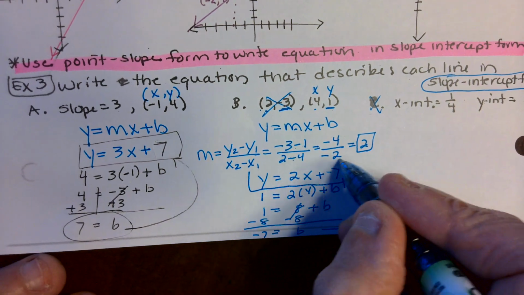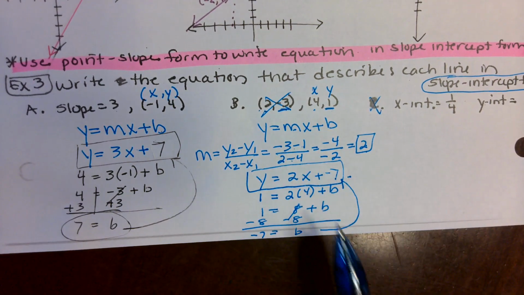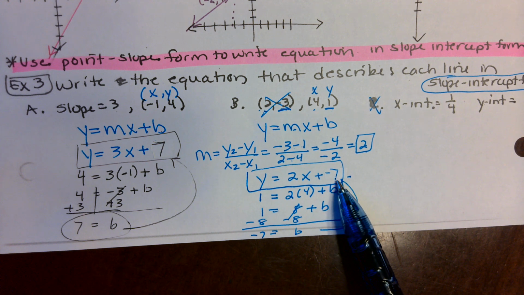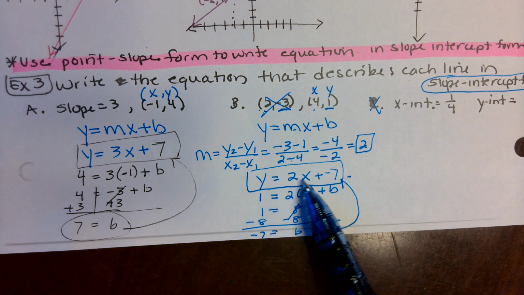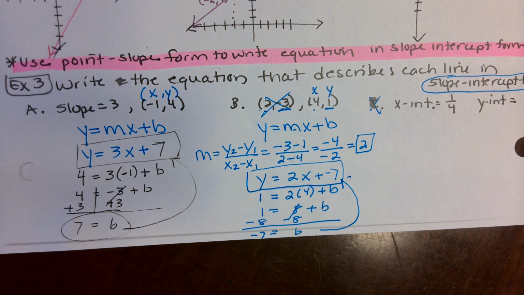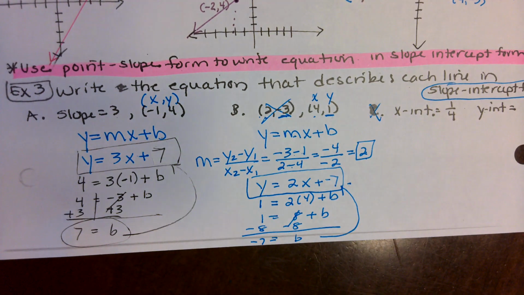That is my answer. So I wasn't quite done. I had a b here. I had to substitute the point in, either one, get my b, and then go back. So I can only have the x and the y in there. I can't have the b in there. And neither of these is the b. You got to figure the b out.